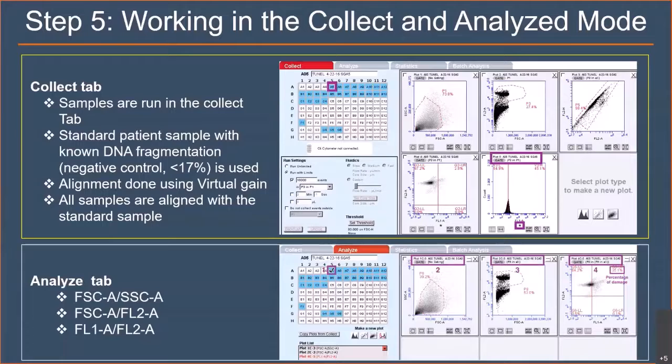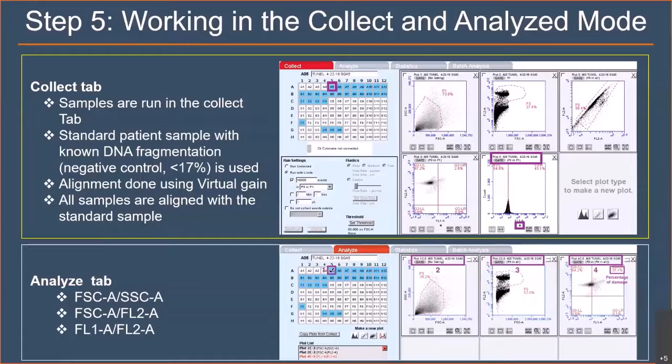We create this gate to exclude the debris from here. And the second gate indicates that all the cells in this gate are the ones which are having proper sperm nucleus, which are stained and are being measured. And the quadrant will actually give us the extent of DNA damage.